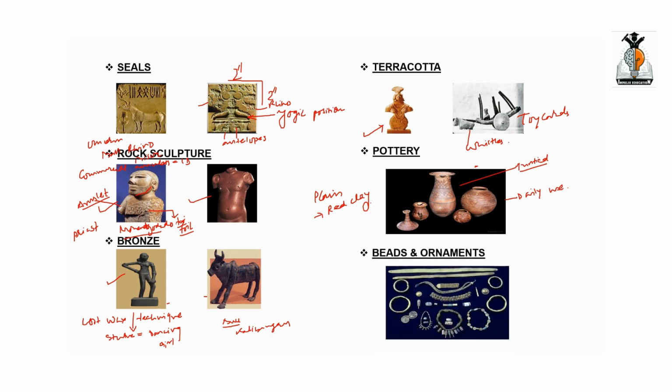Next, coming to the beads and ornaments. The beads used by the people of Indus Valley civilization were made of various precious stones like carnelian, jasper, lapis lazuli, quartz, etc. Metals like copper, bronze, gold, and shells were also used for making beads. The bead industry of Indus Valley civilization was well developed, as evident from the factories discovered at Chanhudaro and Lothal.